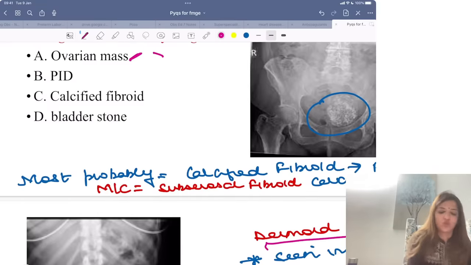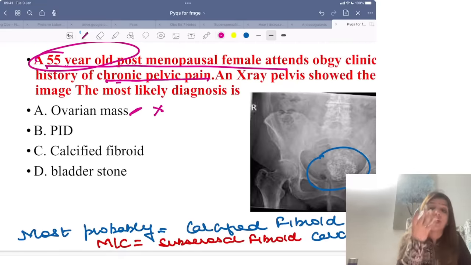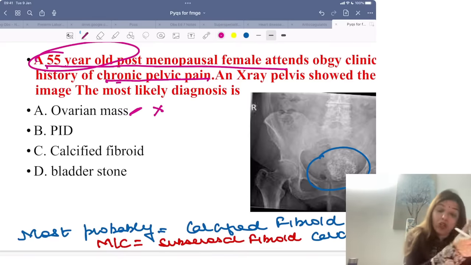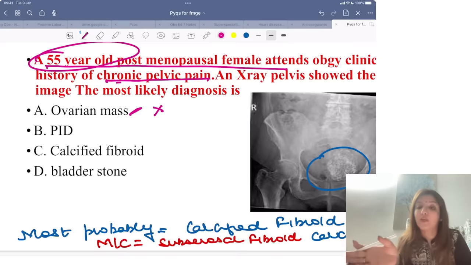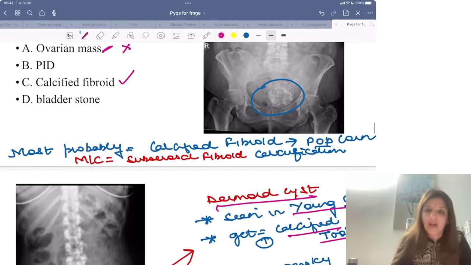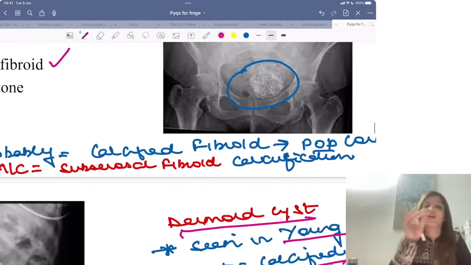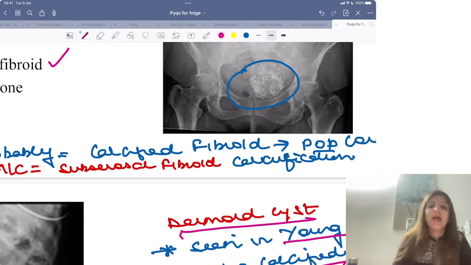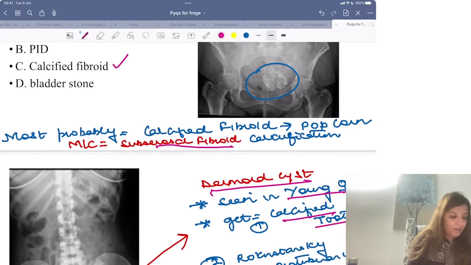Right. So ovarian mass ruled out. Bladder stone. Patient is not coming to you with any urinary symptoms. Itna bada bladder stone without urinary symptoms ho, it is not possible. And bladder stone will be centrally located. This mass which you are seeing is eccentrically located. So this is most probably a calcified fibroid. Right? Now, fibroid mein jab bhi calcification hota hai, it gives the appearance of a popcorn calcification. So over here, you are getting a popcorn calcification-like picture. And the most common fibroid which leads to popcorn calcification is subserosal fibroid. Right?